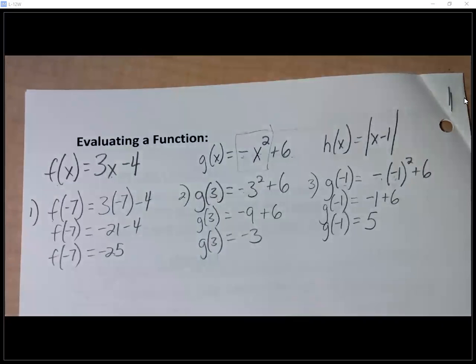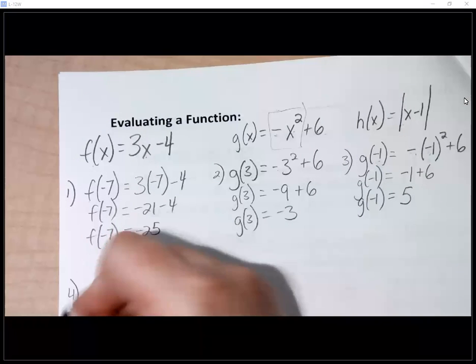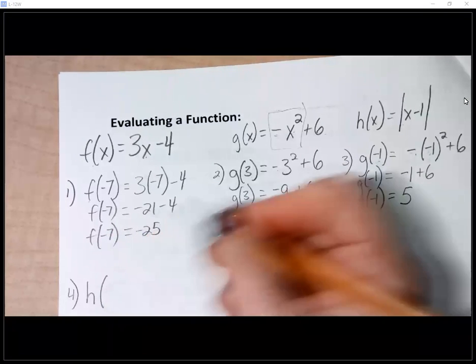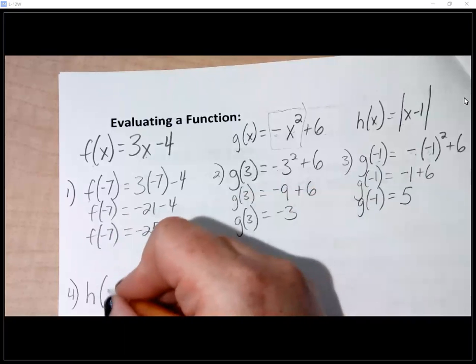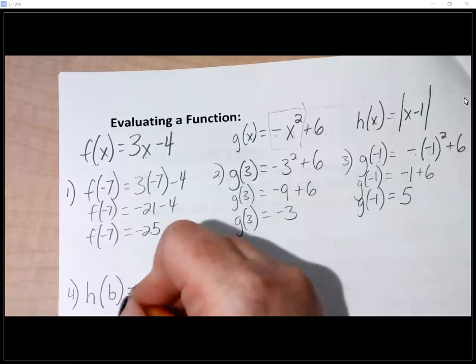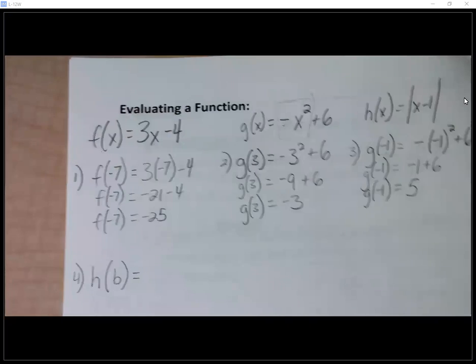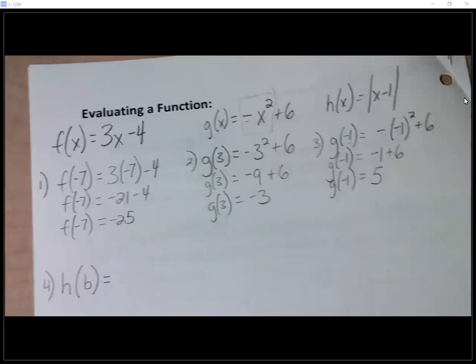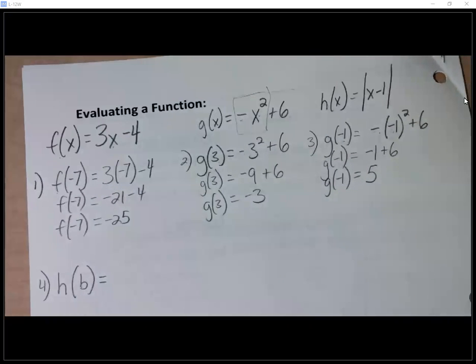Okay, let's make it a little trickier now, shall we? What happens if I do something like h of b? What in the world are you going to do with this?